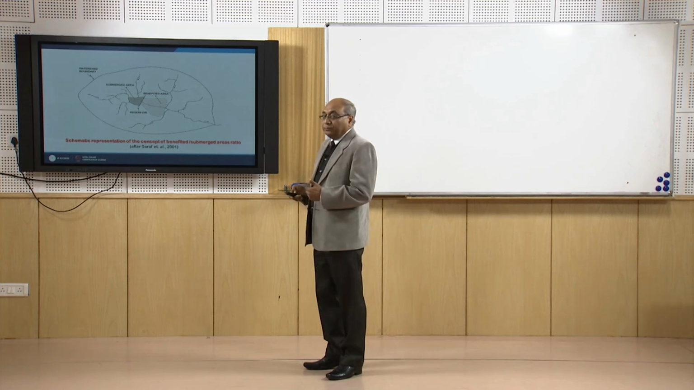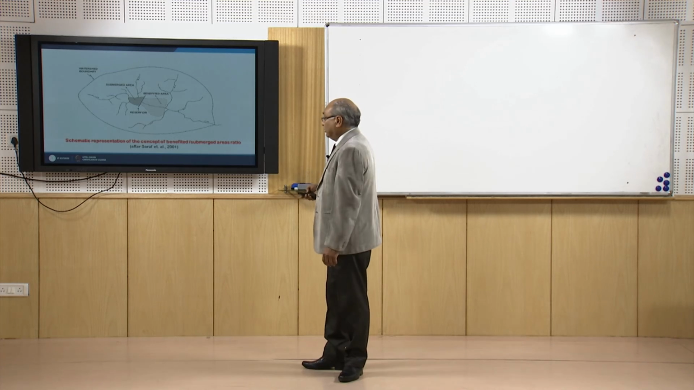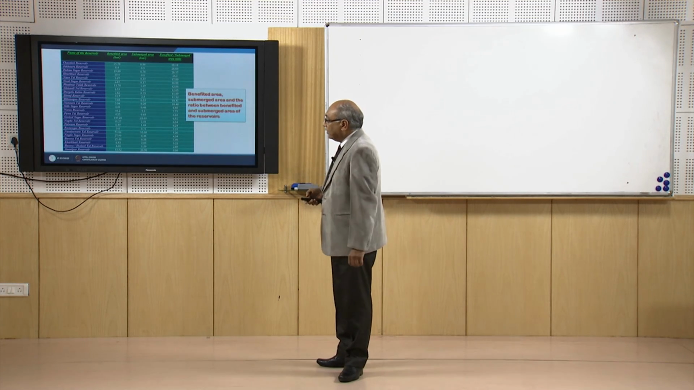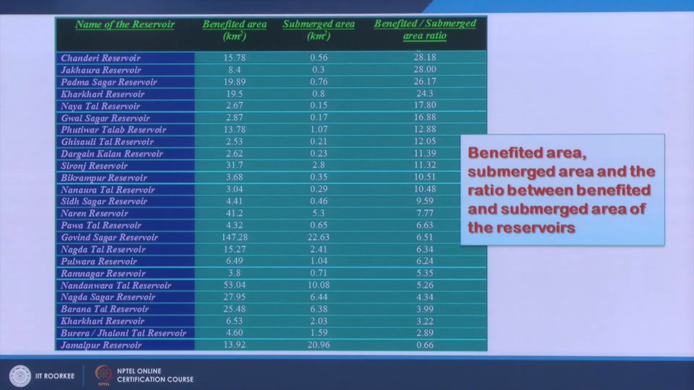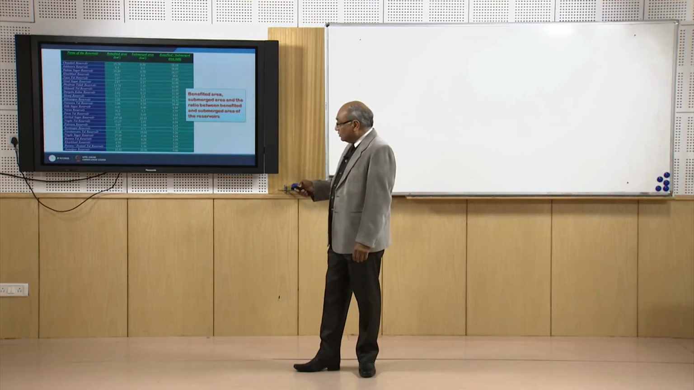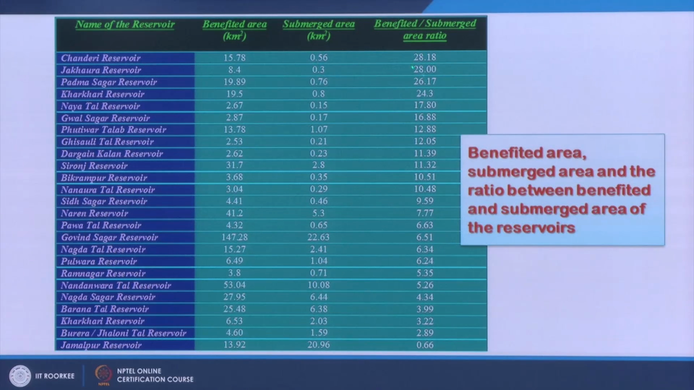So if we develop a ratio, an index, of benefit versus submerged, then what scenario do we see? Doing this exercise for a part of the Bundelkhand region, we found that there are reservoirs which have a very large ratio. That means the submerged area is very small and the benefit area is very large. And in the same terrain, there are areas where the ratio is 0.66, whereas elsewhere it is 28. So what this basically indicates is that these are the areas best suitable initially, in the first phase or on a priority basis, for groundwater recharge.